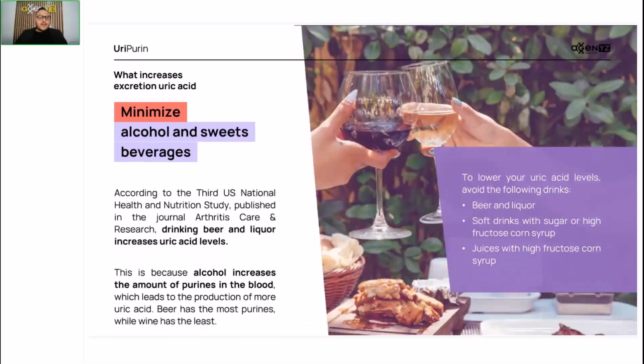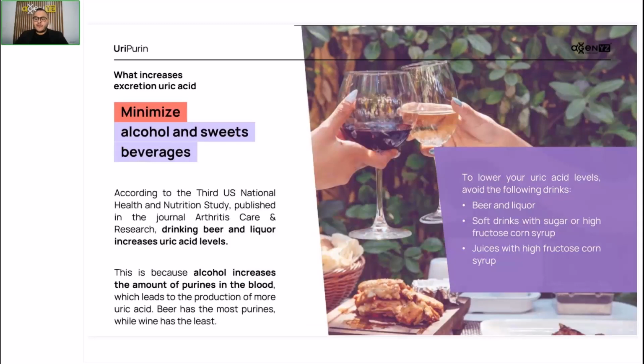So, what increases excretion of uric acid? Basically, we have to minimize alcohol and sweet beverages. According to the third US National Health and Nutrition Examination Survey, published in the journal Arthritis Care and Research, drinking beer and liquor increases uric acid levels. This is because alcohol increases the amount of purines in the blood, which leads to the production of more uric acid. Beer has the most purines, while wine has the least.